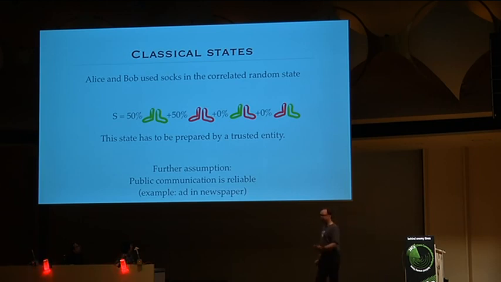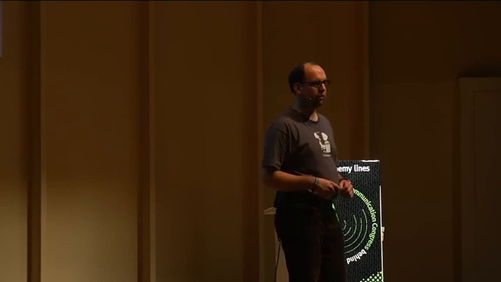And the important thing here is also that this state has to be, I mean, I'm using highbrow language for a trivial thing. This state has to be prepared by a trusted entity. So either they do it themselves or they have to do the sock distribution, like sending it by mail. They have to trust the mail system, right? If Eve is the mailman and looks into the envelope, sees the color of the sock, then they're lost.